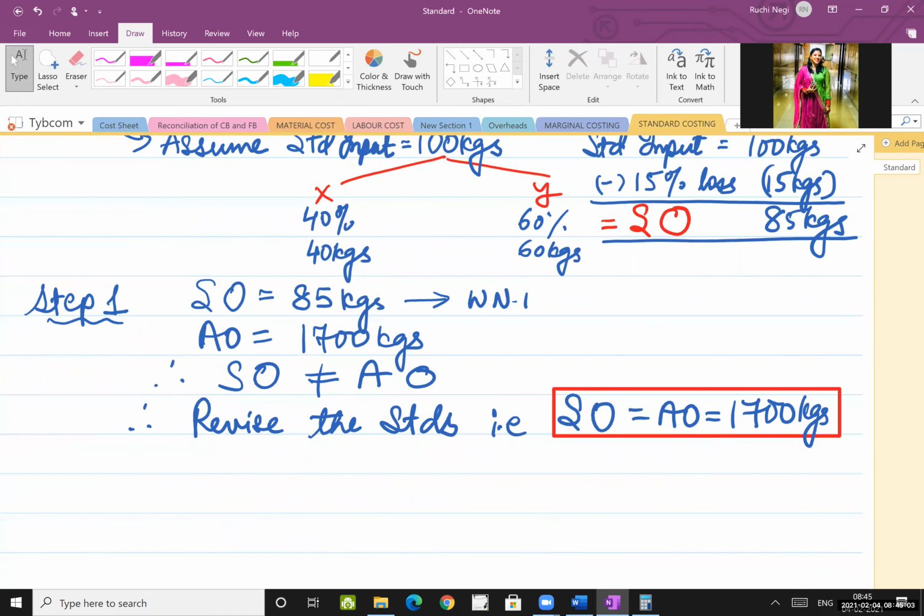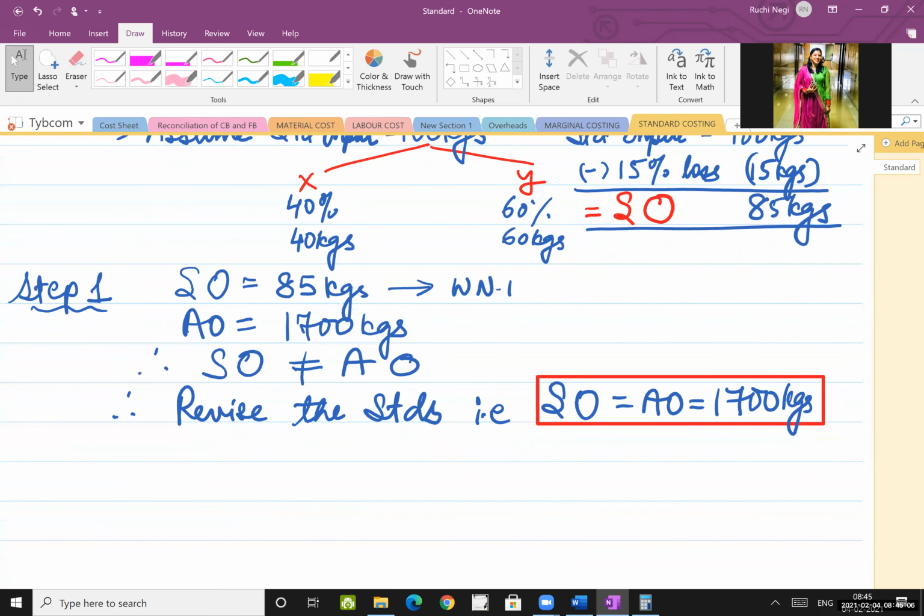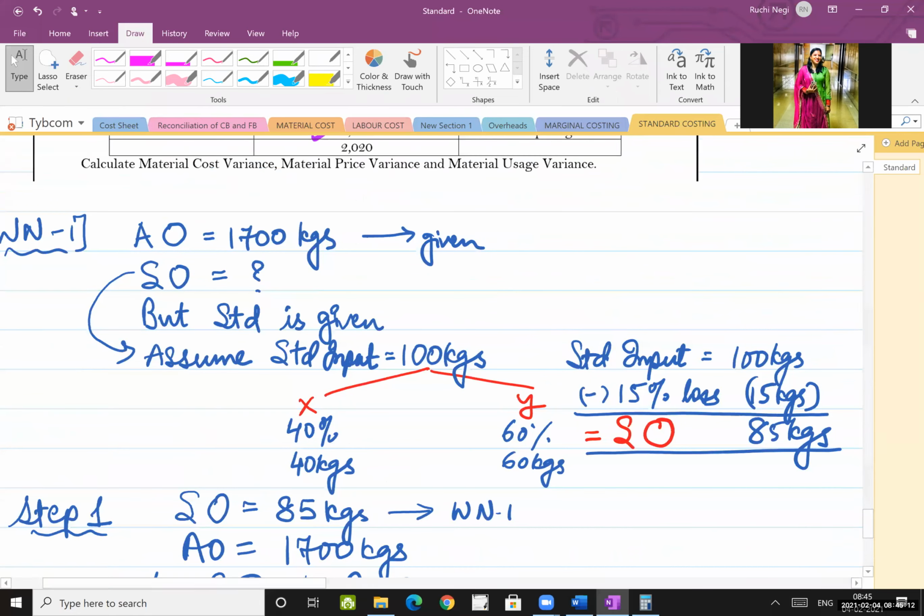Fine. Is it clear till here? Step 1. Acknowledge it in the chat box. This working note is clear. What has to be done?